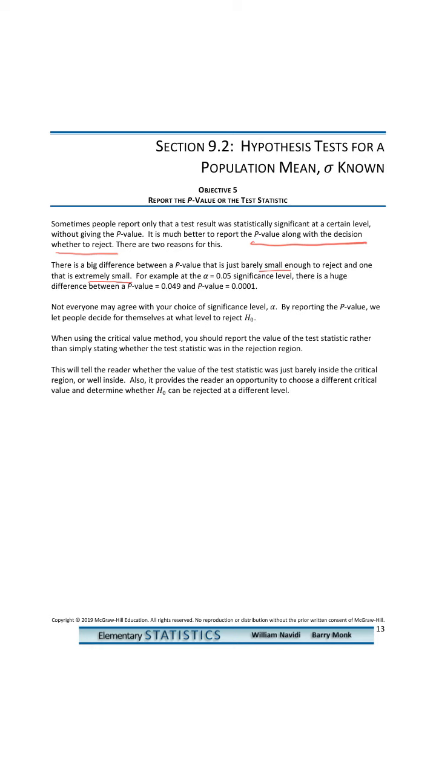For example, the significance level is alpha equal 0.05. There is a huge difference between p-value 0.049 and the p-value 0.001. So report the p-value and let people decide themselves at what level to reject the null hypothesis. When presenting the result of a hypothesis test, state the p-value or the value of the test statistic. Don't just state whether or not the null hypothesis was rejected.